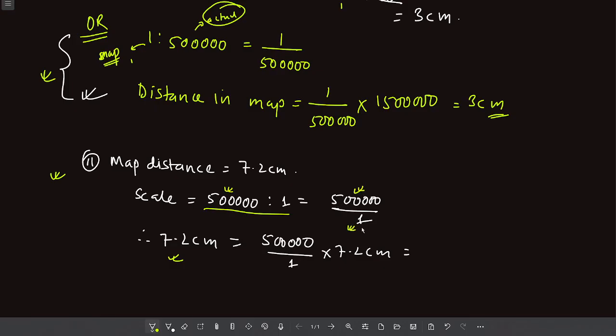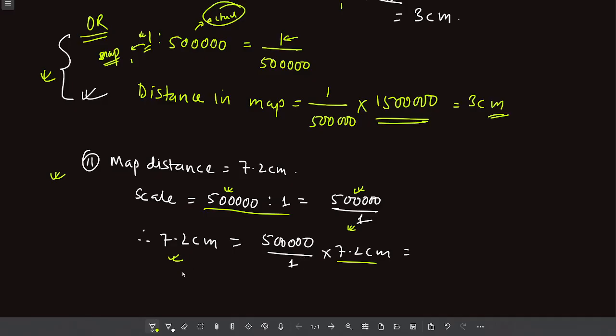map's scale to denominator. And whenever I was converting the actual distance into map distance, then map's scale was kept as the numerator here, and I have multiplied this actual distance by 1 over 5 lakhs, and here in down map's distance into 5 lakhs over 1, just opposite.